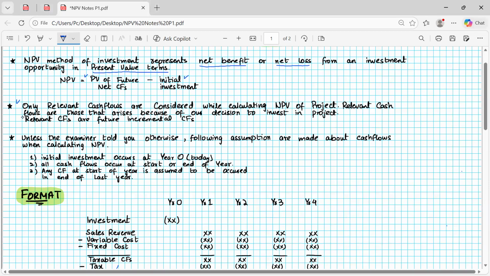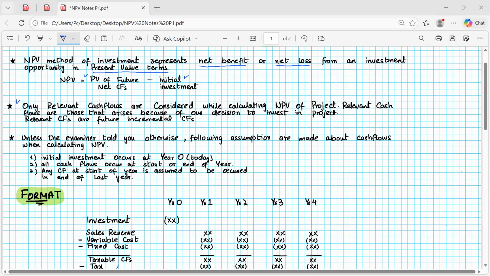Now, third point. Unless the examiner tells you otherwise, the following assumptions are made about cash flows when calculating NPV. So these are the assumptions regarding the cash flows. Initial investment occurs at year zero, today. The initial investment will be occurring today.